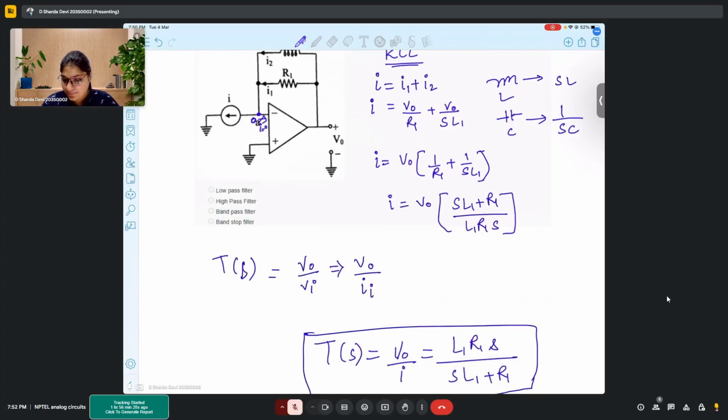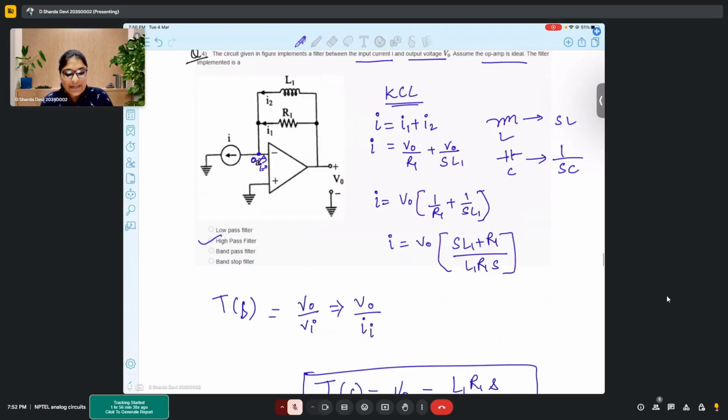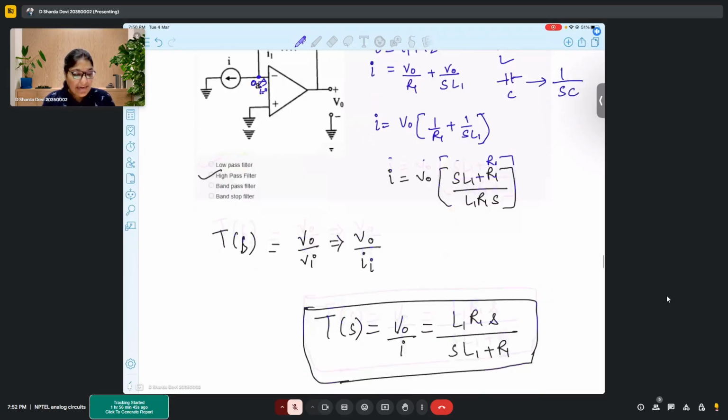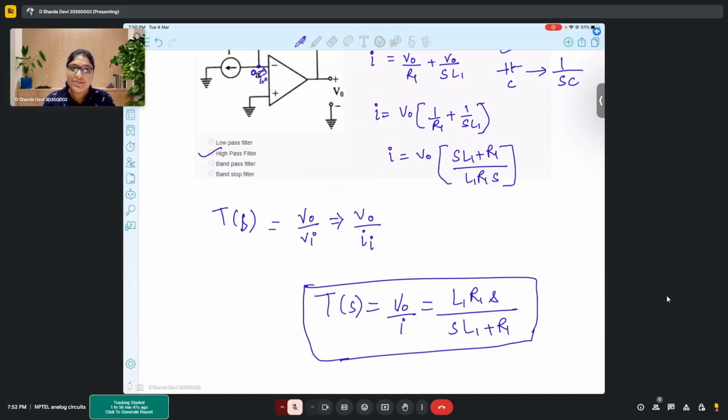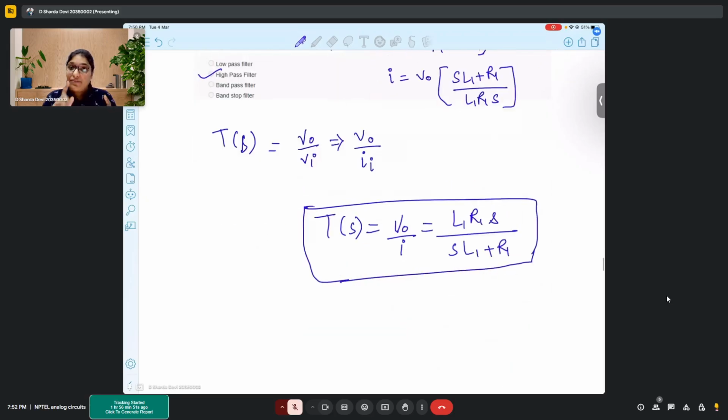A single pole and single zero: high pass filter. Correct. So this particular filter that has been shown in the diagram is a high pass filter. How did we identify it? We identified it based on this single pole single zero concept. If we want to analyze it, we can analyze it also.